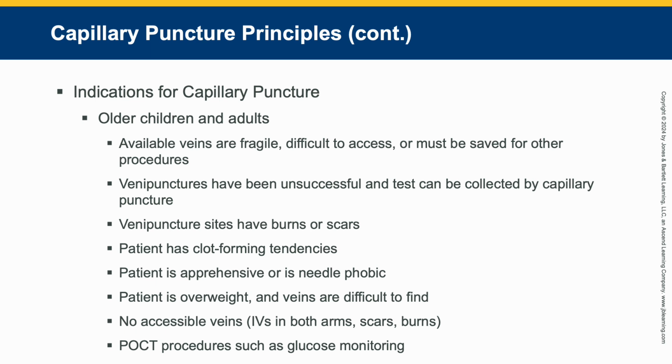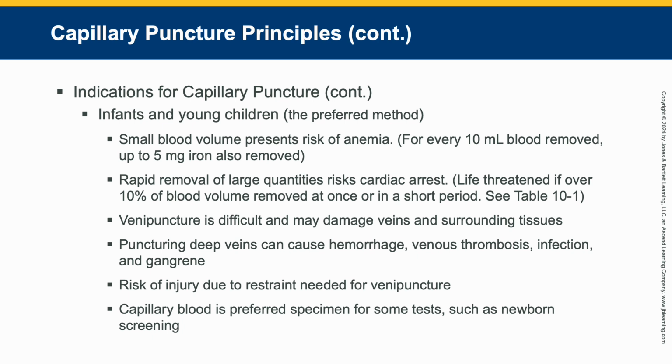This is when you go to the bedside and you stick their finger to run one little test, for example, glucose monitors. Infants and young children: this is the preferred method. These are small blood volumes, so this prevents them from risking any type of anemia from too much blood being taken.